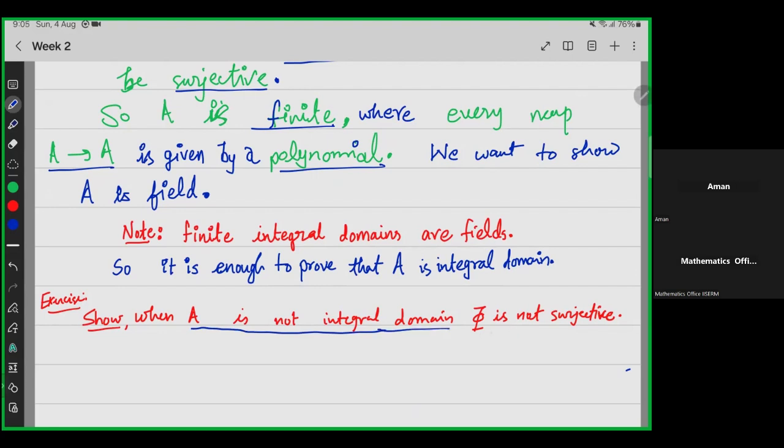So if A is not an integral domain, then the capital phi map is not surjective. This is my claim, and I'm leaving it as an exercise. If I understand it, I will write it in the notes and update it. So check it.